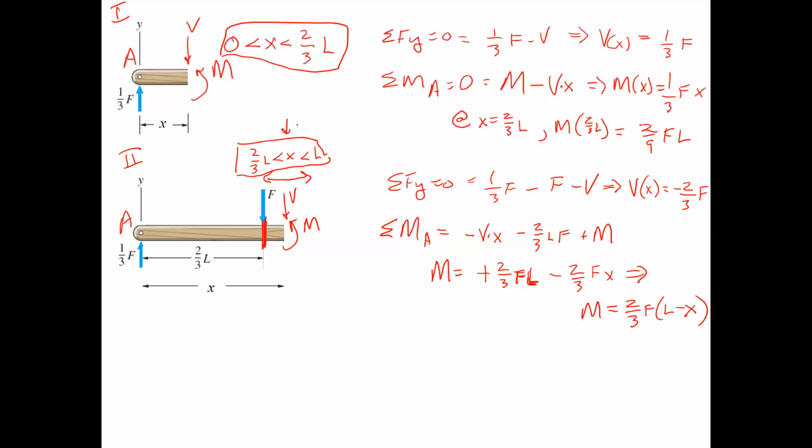David. I think I might have an issue here. Let's look at this a little more closely. So the sum of the moments at A is clearly minus V times X clockwise, minus 2/3 L times F, yep, clockwise, plus M. So therefore M equals plus 2/3 LF, right? But it's going to equal plus VX, but V is minus 2/3 F. So you get minus 2/3 FX there.